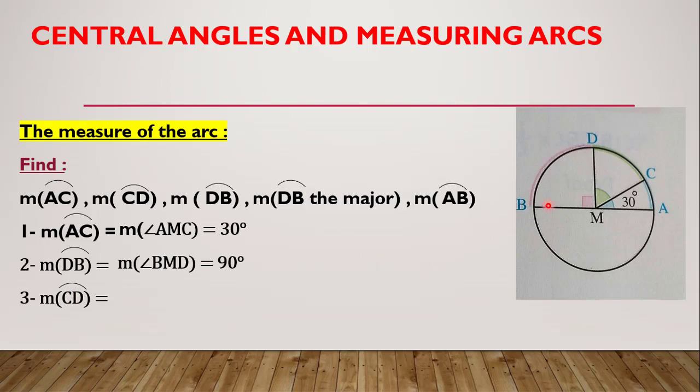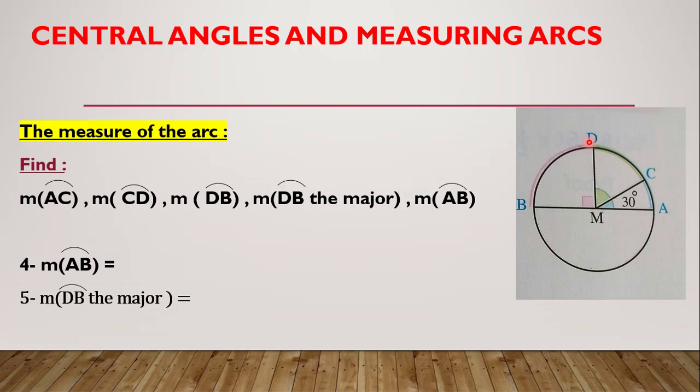Let's move to the arc CD. This is the arc CD. Here we have 90 degrees, so the summation of the measures here is 90 degrees. So this arc equals the measure of the central angle CMD, which is 90 minus 30, which is 60 degrees. Or we can write 180 minus 90 plus 30, also 60 degrees. So the measure of arc CD equals the measure of the central angle CMD equals 60 degrees.